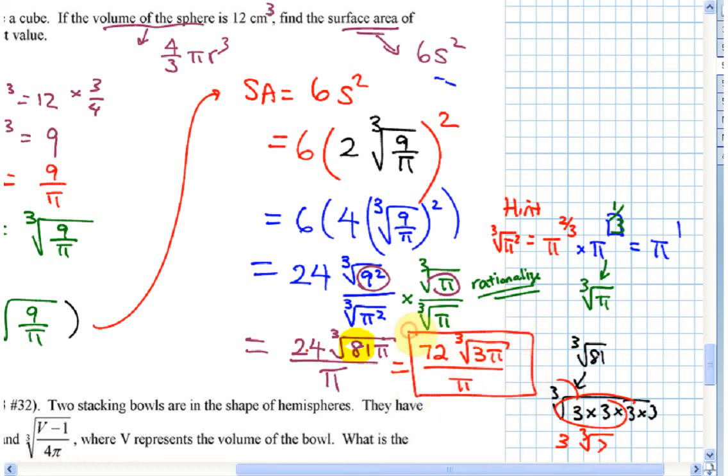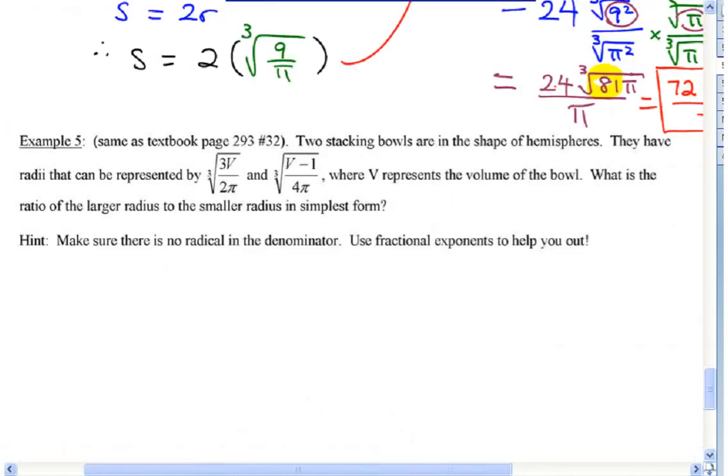Wow, so much pi. Shapes of hemispheres. I don't know if you know what a hemisphere is, but it's like half a bowl, half a sphere. Yep. And it says that there are 2 radii. They give it to you. And what they want you to do is find the ratio of the larger radius to the smaller.